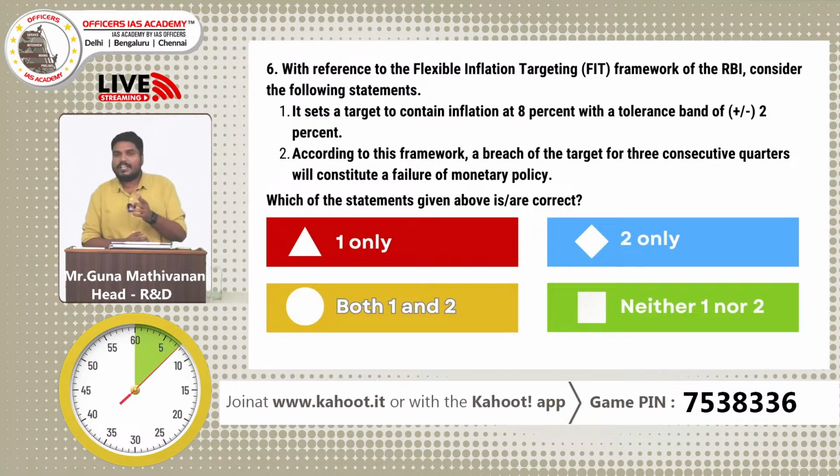At any cost, the inflation should be within 4 plus or minus 2%. That is called inflation targeting. The Monetary Policy Committee is going to use all their energy and change the policy rates to ensure the inflation is within the range of 4 plus or minus 2%. According to Section 45ZN of the RBI Act 1934, if for 3 consecutive quarters, 9 months continuously, the inflation is outside the range, then that will amount to failure of monetary policy. Right? The second statement is correct, the first statement is wrong.